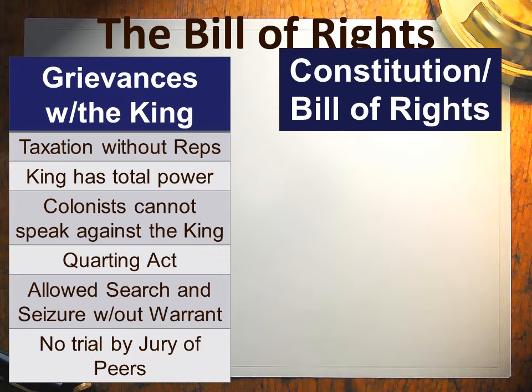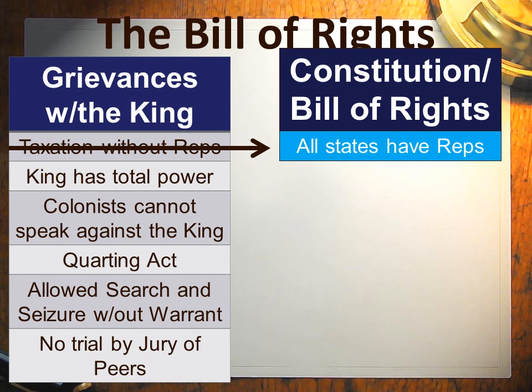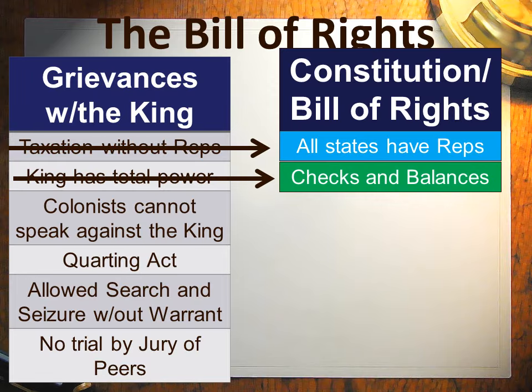But check this out. When the Founding Fathers wrote the Constitution and added the Bill of Rights, we took care of all of these grievances so they would never happen again. For instance, taxation without representation, that'll never happen again because all states have representatives in the legislative branch. The king has total power, that'll never happen again because we have a system of checks and balances, where each branch checks the other branch to make sure that nobody has too much power.